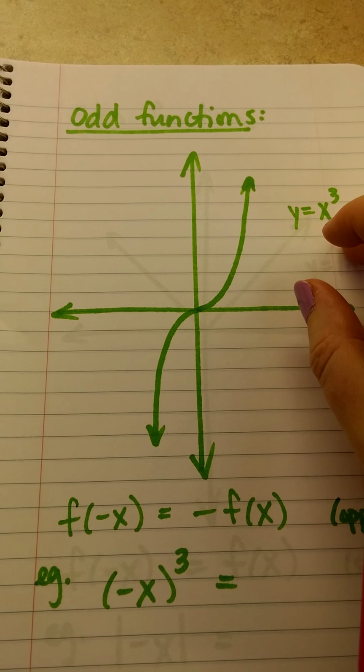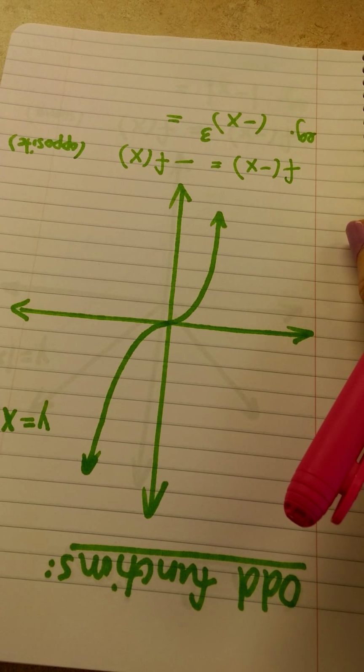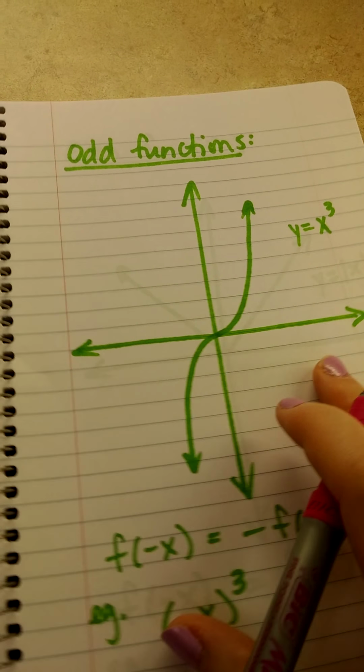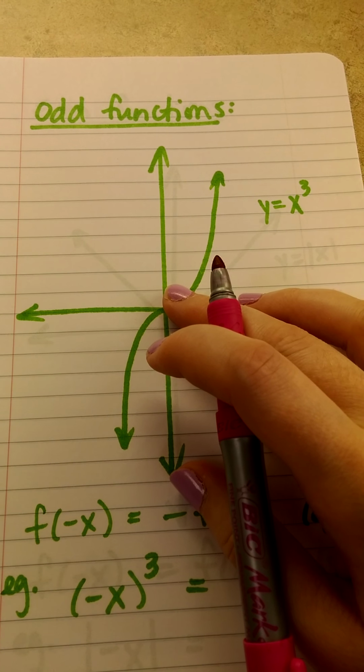So here we have a cubic function. You can see that if I turn my paper upside down, the graph looks exactly the same as the original cubic function we started with, and I spun it 180 degrees. So a cubic function is odd because it has rotational symmetry about the origin.